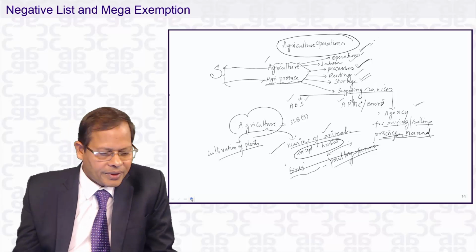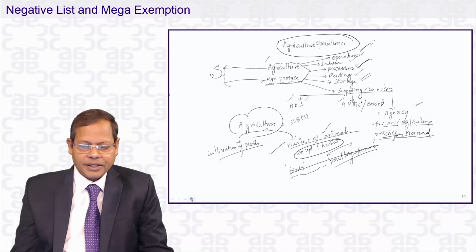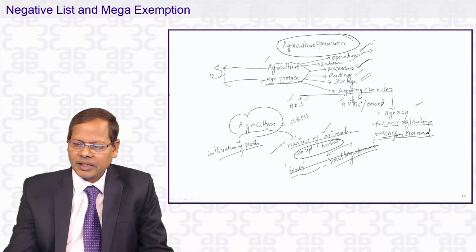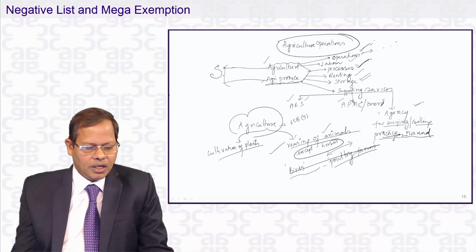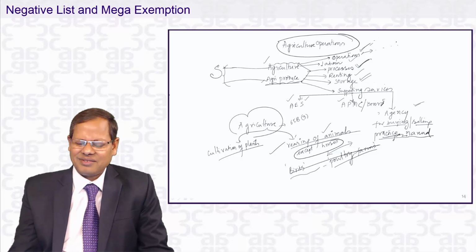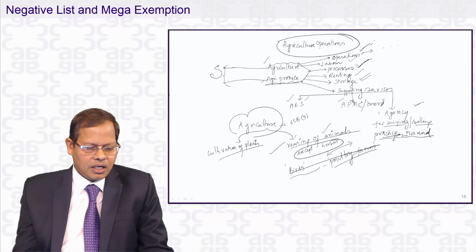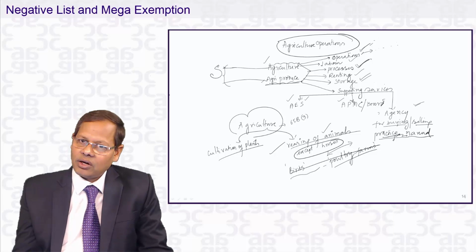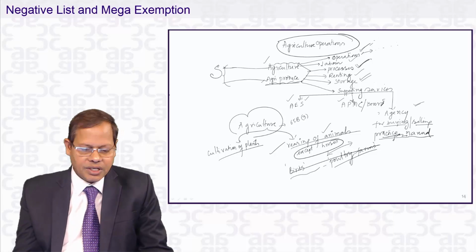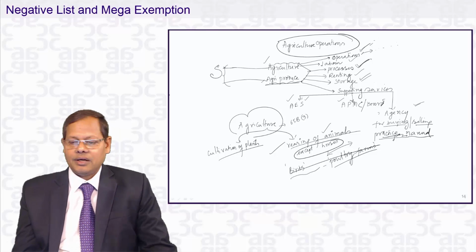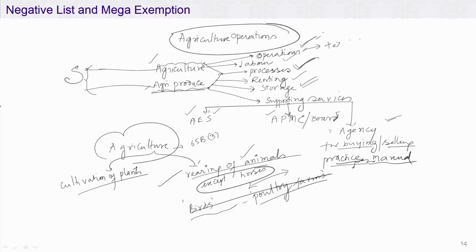Read out the operations directly related to production. Operations must be directly related to production of any agricultural produce, because of which some agricultural produce is coming out, including cultivation. They talk about cultivation and harvesting, threshing, plant protection or testing. So I write here testing. So what is testing? All types of testing.